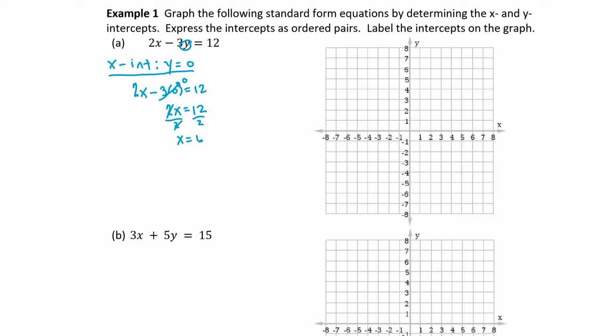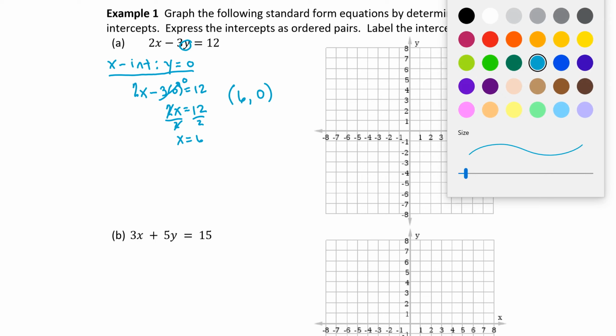But we want to be official and express this as an ordered pair. So, ordered pair means alphabetical order. The x value goes first, and remember we set y equal to 0 at the beginning of the problem. So because y is 0, this number is on the x-axis. So I'm going to go to the right by 6 units on the x-axis and make a point. So that's our x-intercept, 6, 0.